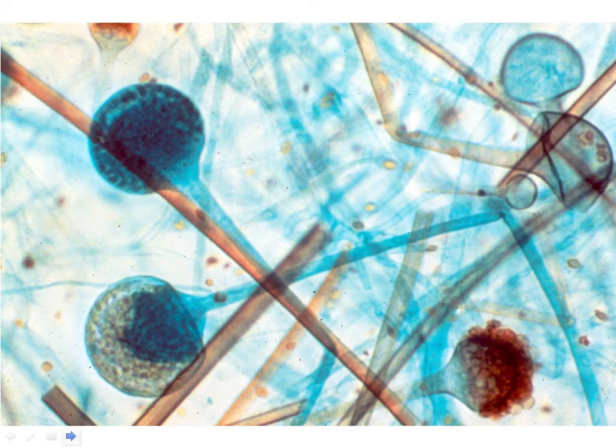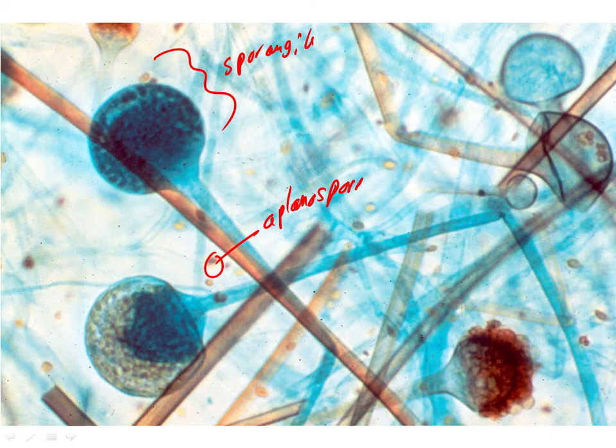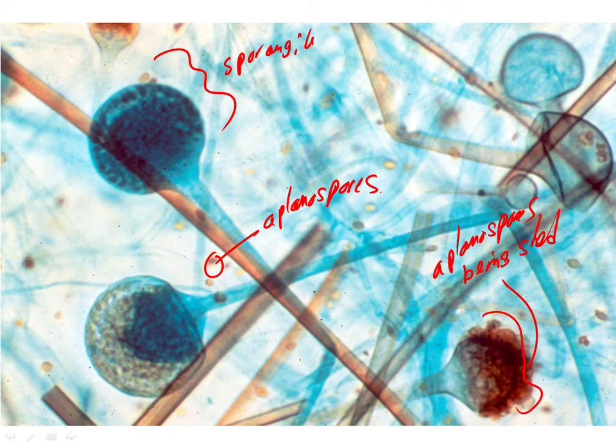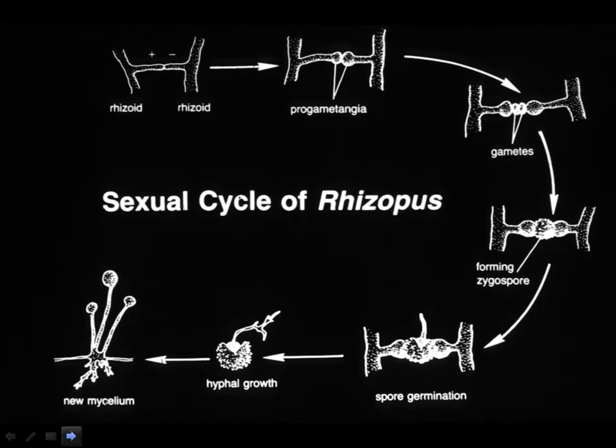Here's what you'll see in the lab. We'll have slides very much like this. Here's the sporangia. Here are the aplanospores. And here they are being shed. These are the stalks, of course, and there are special names for them, but we won't worry about that now. You've got the basic idea of the structure.